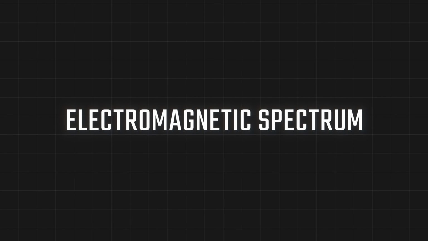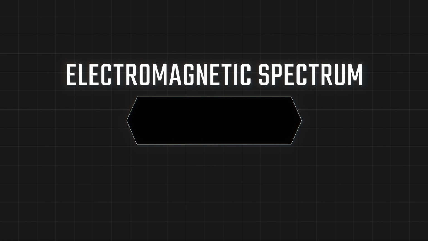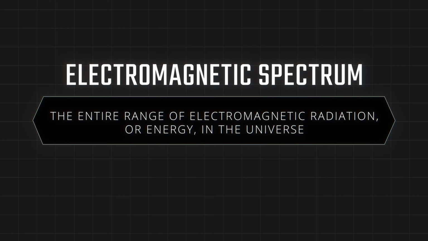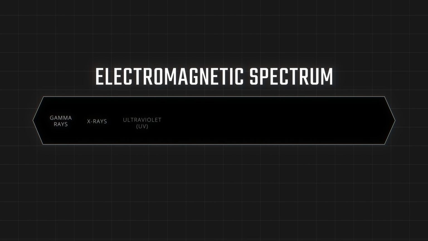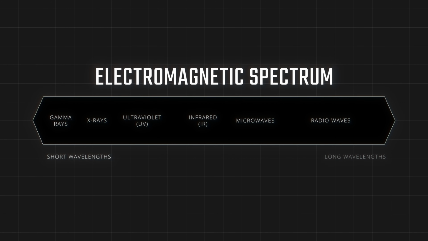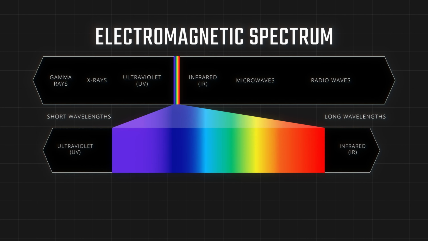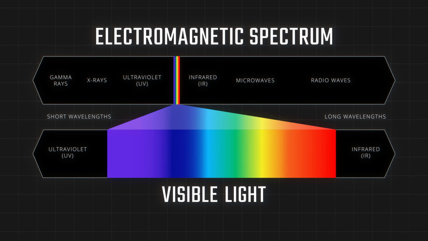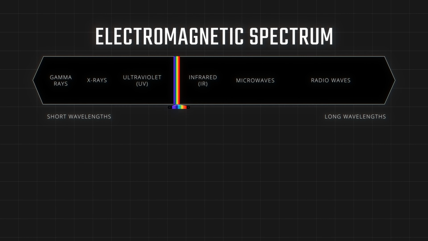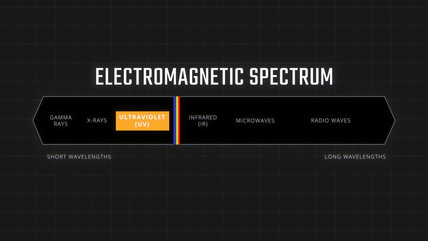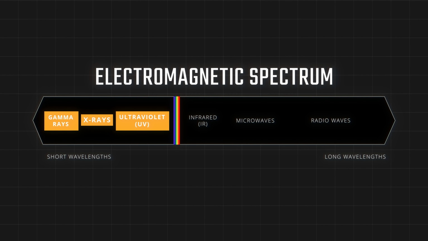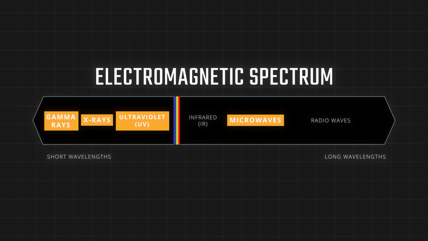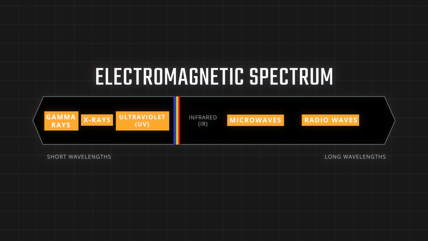Let's back it up and first look at the electromagnetic spectrum, which is the entire range of electromagnetic radiation, or energy, in the universe. The electromagnetic spectrum is made up of several types of waves of varying length and frequency. The waves in the electromagnetic spectrum that our eyes can see are called visible light. But there are several other types of electromagnetic waves outside our field of vision, such as ultraviolet light, X-rays, gamma rays, microwaves, and of course, radio waves.